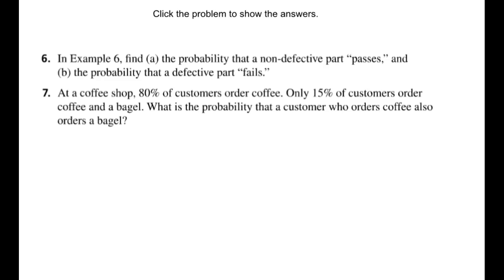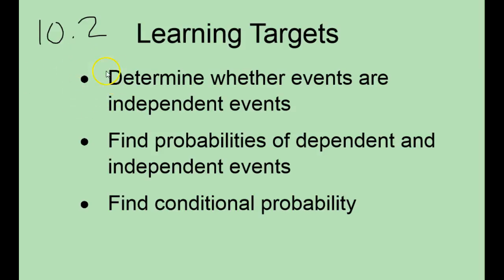So let's revisit our learning targets. First we have to determine whether events are independent. We want to always determine this because then we have to know what data we're looking at and what probabilities we're looking at and how we're multiplying them together. Once we figure out if our events are dependent or independent, now I can do the second learning target, which is finding those probabilities. Then I was able to finally find some conditional probability. Now that we've looked at these learning targets, go ahead and start working on your homework for 10.2.